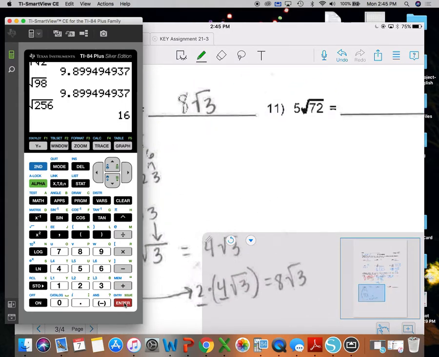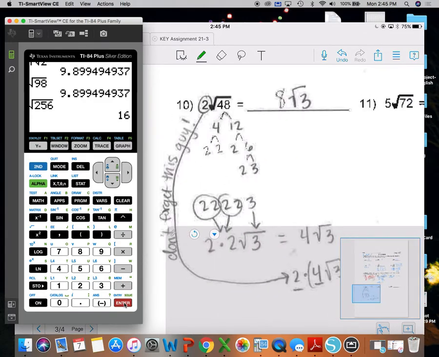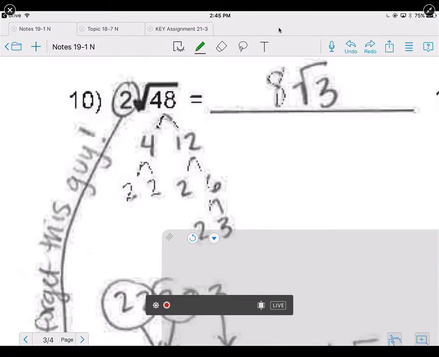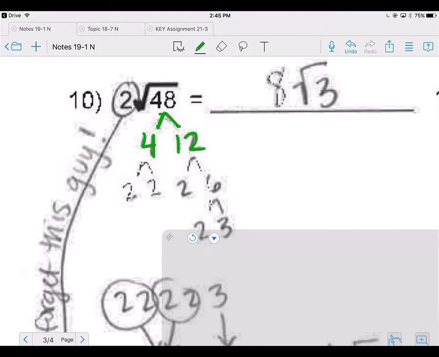So let's look at problem 10. Problem 10 is a bit complicated. So the first thing I'm going to do is ignore this 2. Don't scratch it out because you still need it. But I'm going to ignore the 2 and look at the 48 for now. So 48, they broke up into 4 and 12. Now remember with factor trees, if you break them up differently, that's okay. If you did that as 2 and 24, that's fine. Just make sure you break them up all the way.